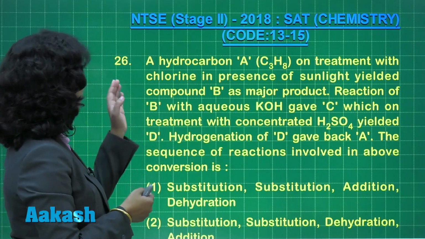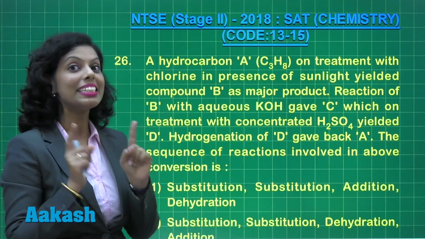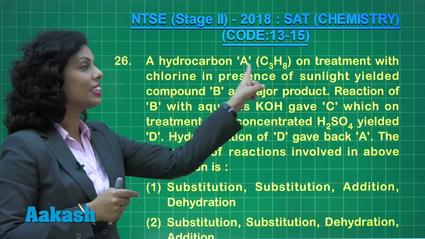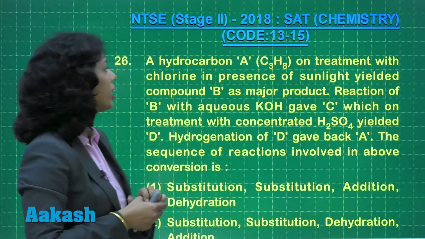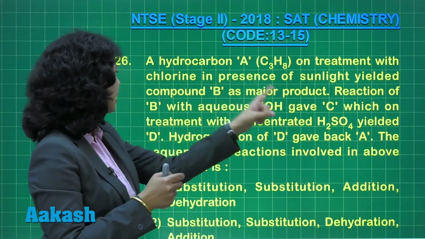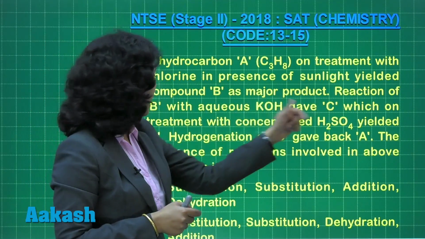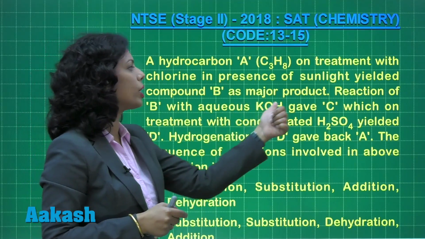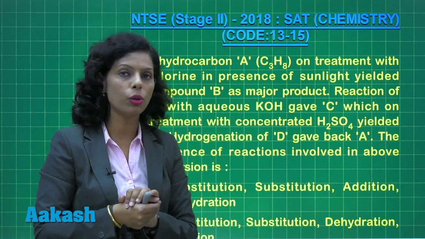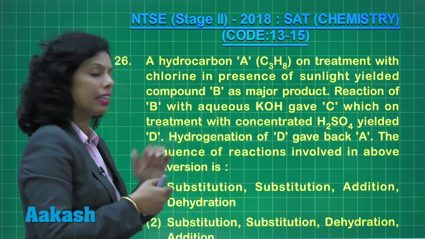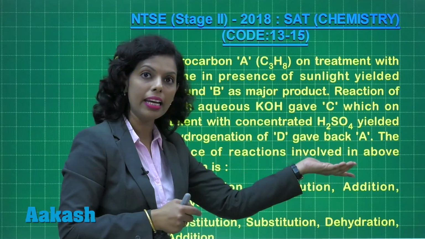Now let's take question number 26. This question says a hydrocarbon A, that is C3H8, it means it is alkane, simply propane, on treatment with chlorine in the presence of sunlight yielded compound B as a major product. Reaction of B with aqueous KOH gave C, which on treatment with concentrated sulfuric acid yielded D, another compound. Hydrogenation of D gave back A.